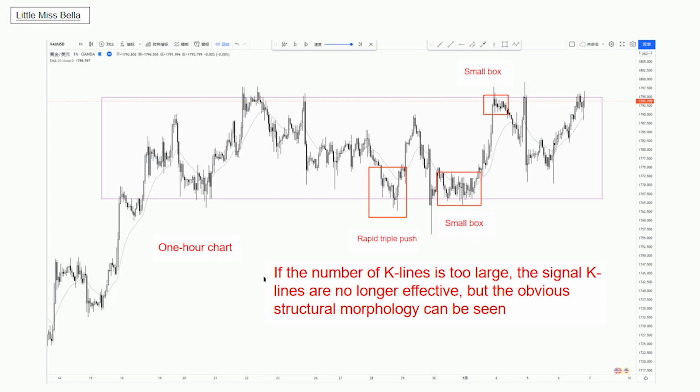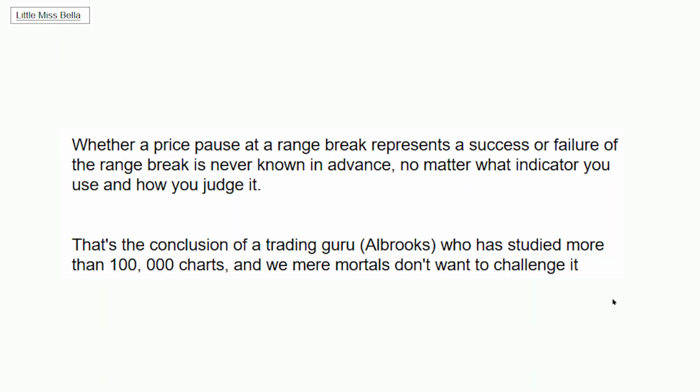Some people like to use the form to enter the market. For example, if he predicts a support level and does not enter until he sees a double bottom at the support level, this trader will naturally have more K lines on the chart because he is more concerned with the pattern and less concerned with the micro price behavior.